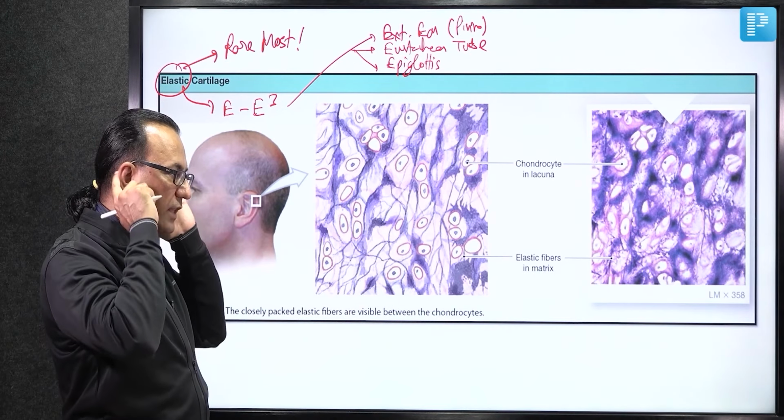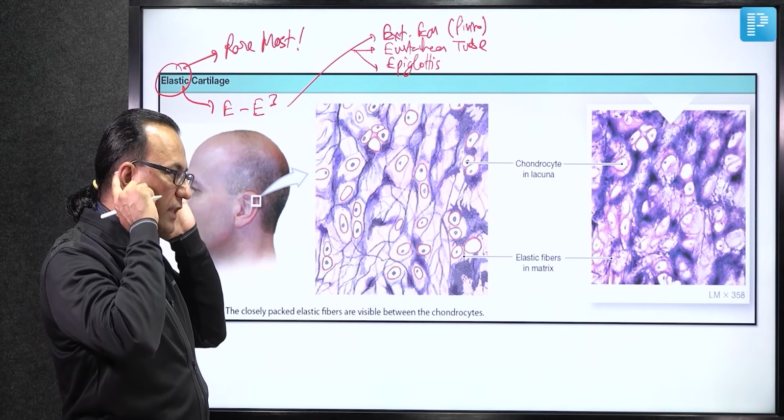Now understand, in the elastic cartilage along with the elastic fibers, you'll have the collagen fibers also. As you know, be it hyaline cartilage or elastic cartilage, they will have type 2 collagen fibers. So they are present in the elastic cartilage along with the elastic fibers.